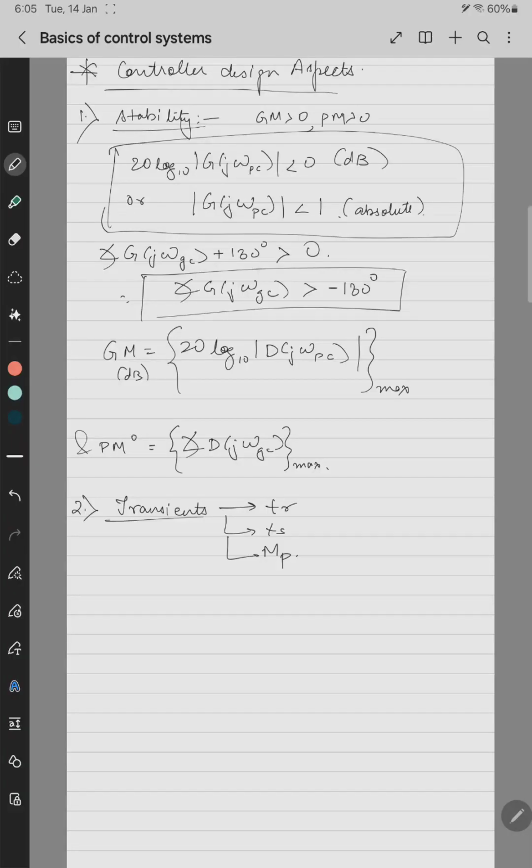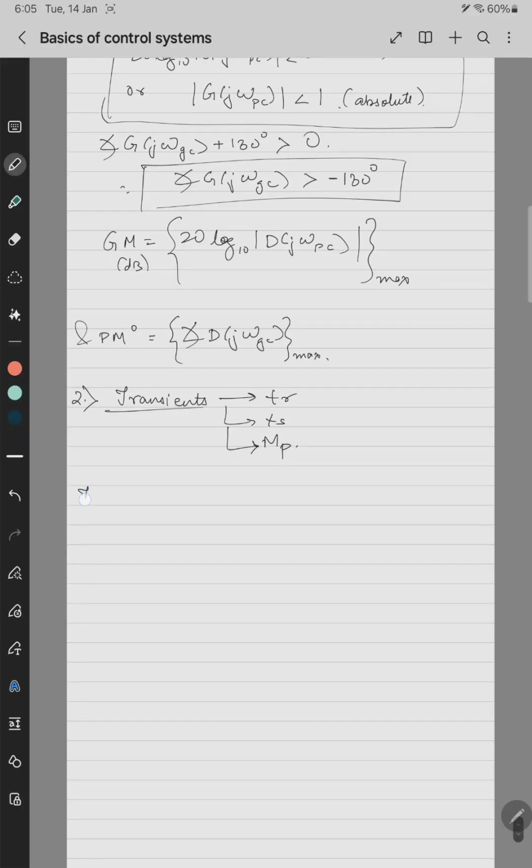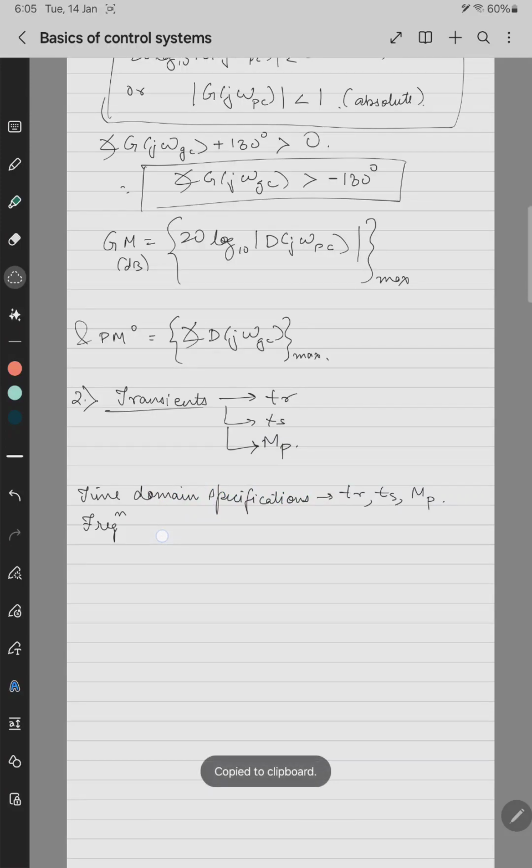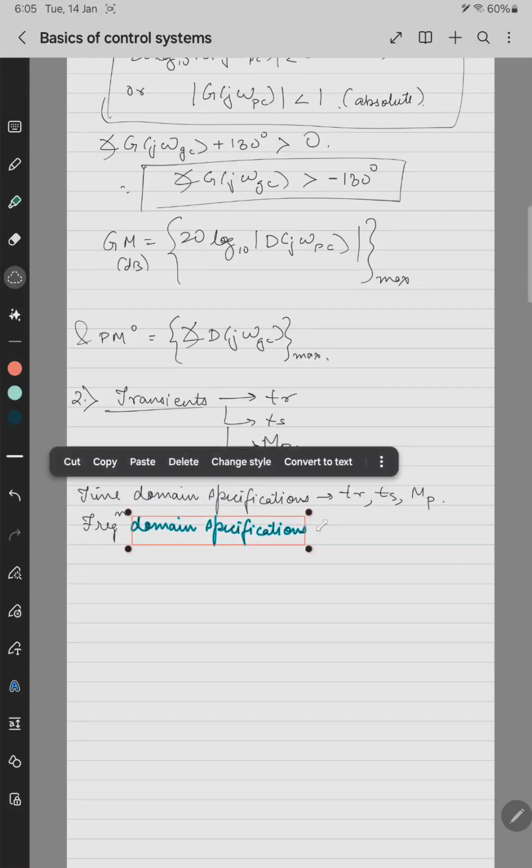Then how do we correlate these three points with our frequency domain characteristics? So I'll write time domain specification. What are the time domain specifications? Rise time, settling time, peak overshoot. And what are the frequency domain specifications?